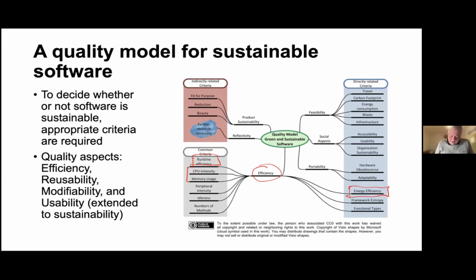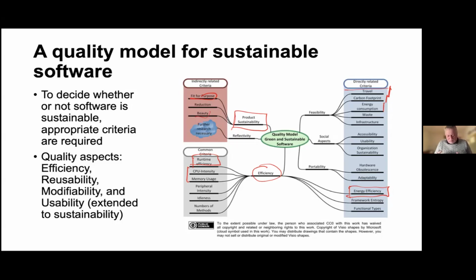There are some other things like product sustainability, which has to do with fit for purpose, maybe the beauty, a user interface that is easy for users to work with, and all these things. Of course, in the process, there are also some directly related criteria like traveling, the carbon footprint of the development environment in this case, the energy consumption that occurs during that, and other things.